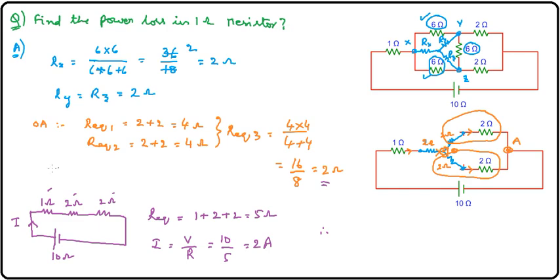Therefore, the current passing through the 1 ohm resistor is 2 ampere. So the power loss at the 1 ohm resistor is equal to I square into R, which is 2 square into 1, which is equal to 4 watt. So this is the problem. You should be in a position to identify the power loss of each and every resistor also. For example, we may ask the power loss at this resistor.